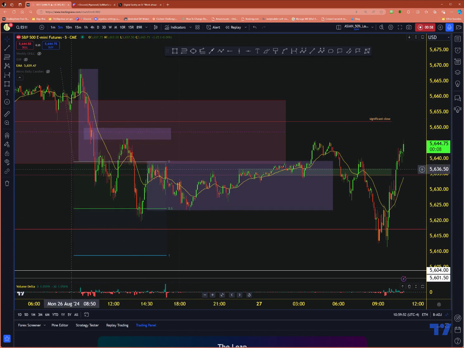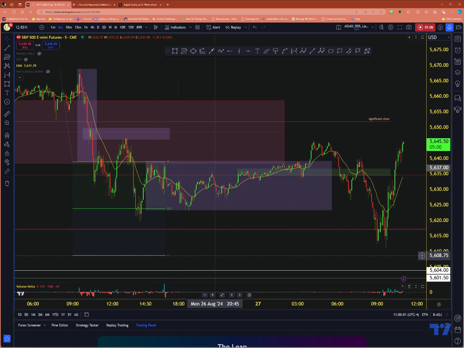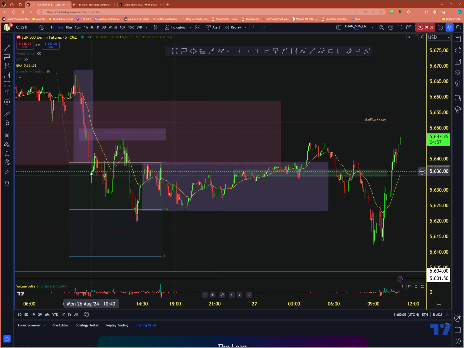The initial balance is basically the first hour of the New York Open, so from 9:30 to 10:30. I'm just extending that out, and then, of course, 100% is here. And then what did it do?